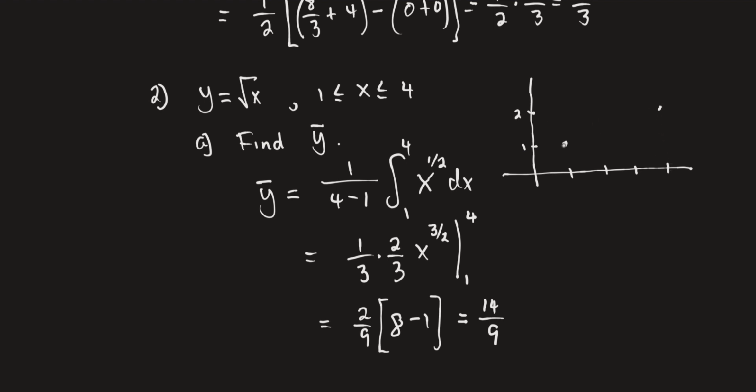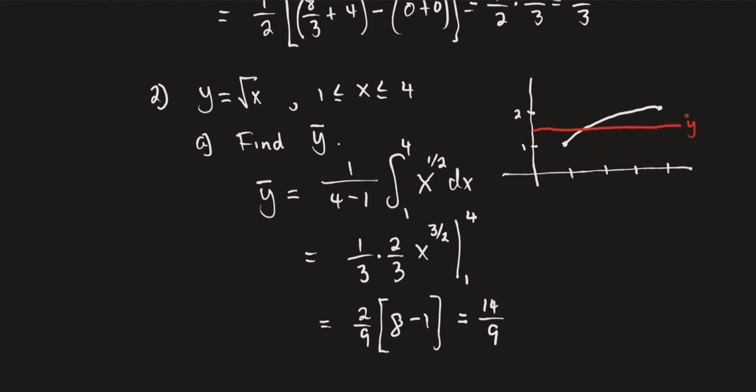And we know the basic shape of a square root function. It's kind of like that, right? So that's our curve. And the average that we found here is 1 4/9. So that's just a little bit less than 1.5. So it's not quite here. So let's graph the average. So it's roughly here.